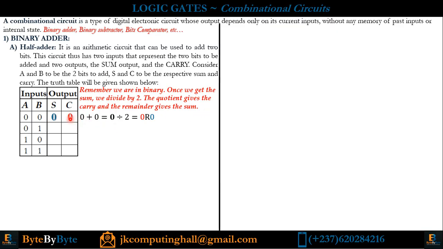So this is what I have: 0 remainder 0. We proceed. 0 plus 1 gives me 1. What is 1 divided by 2? 1 divided by 2 is 0 remainder 1, meaning that my sum is going to be 1 and my carry is 0. Okay, we proceed. 1 plus 0 gives us 1. When divided by 2 it gives us 0 remainder 1, like the case above. So we have the same thing. 1 plus 1 equals 2. 2 divided by 2 gives me 1 remainder 0, meaning that my sum is going to be 0 and my carry is going to be 1, as we can see.